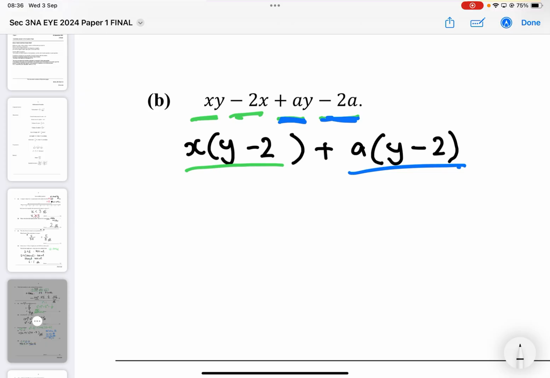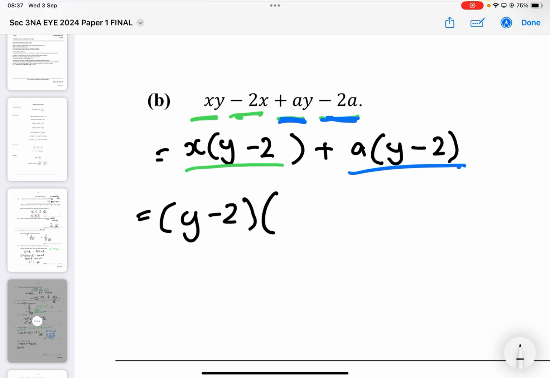So now I'm left with 2 terms. Again, terms are separated by plus and minus. So I have plus x times bracket, I have plus a times bracket. There are 2 terms, and within these 2 terms there is a common factor. The common factor is the entire bracket. x times bracket, a times bracket, and they are exactly the same. So now the bracket itself is the common factor. I can take out the common factor, the bracket.